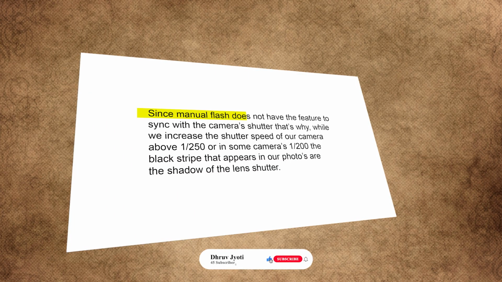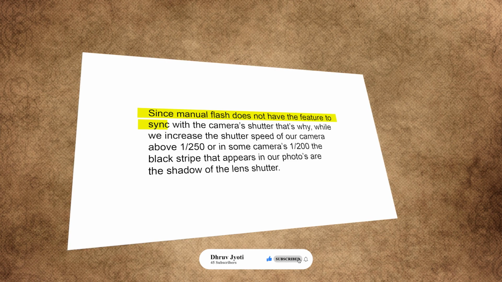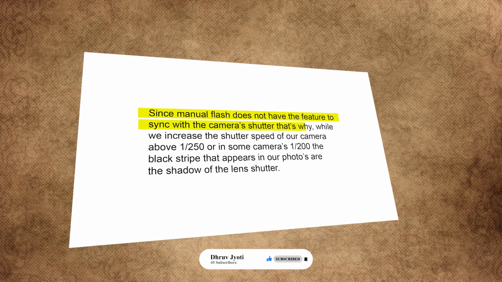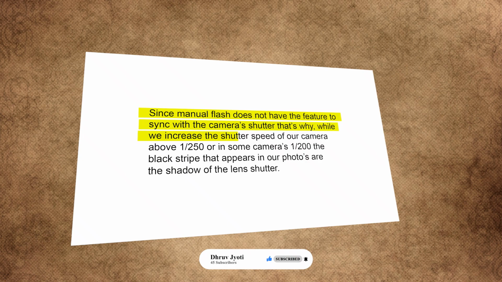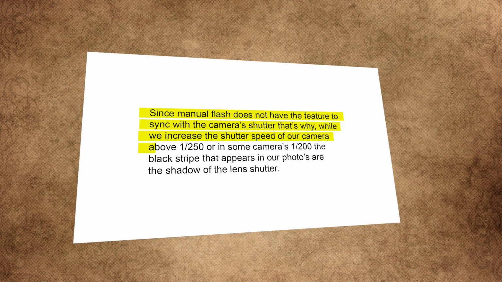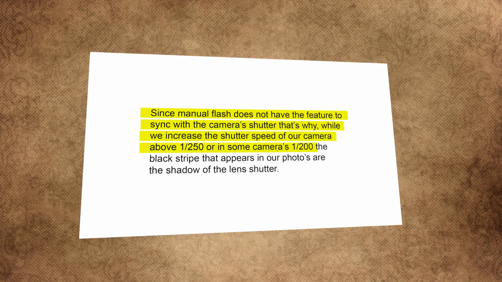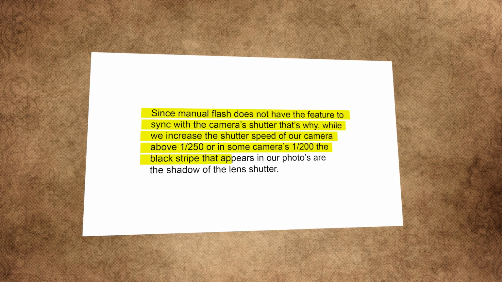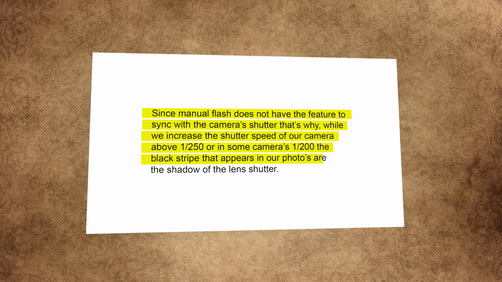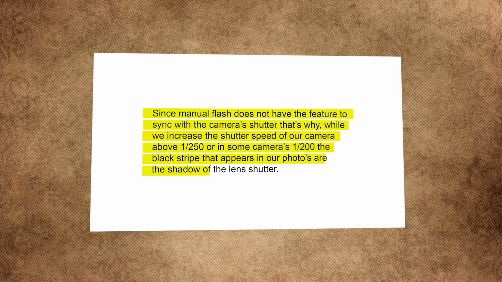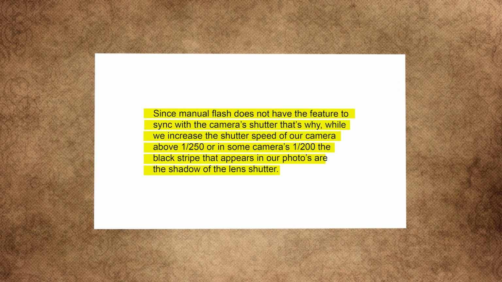Since a manual flash does not have the feature to sync with the camera's shutter, when we increase the shutter speed of our camera above 1 by 250, or in some cameras 1 by 200, the black strip that appears in our photos is the shadow of the lens's shutter.